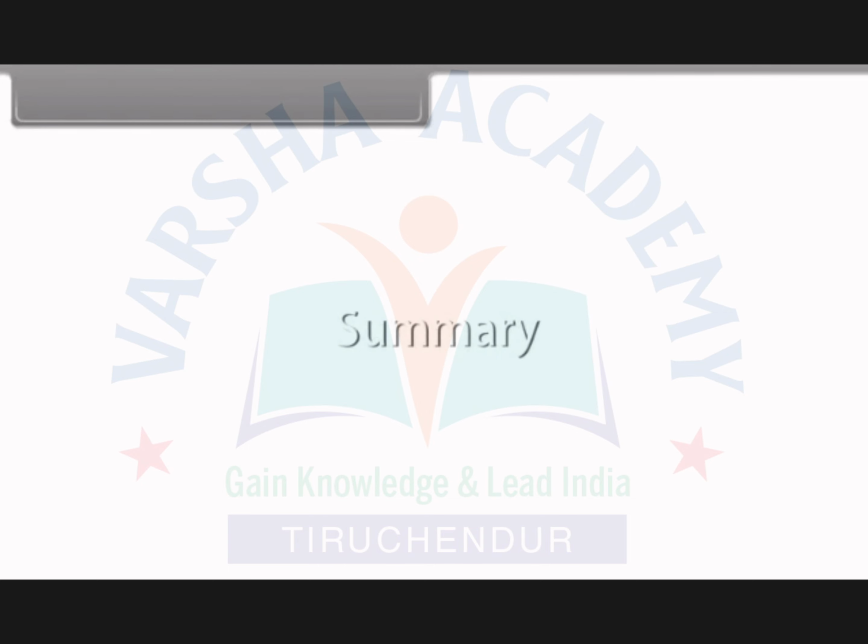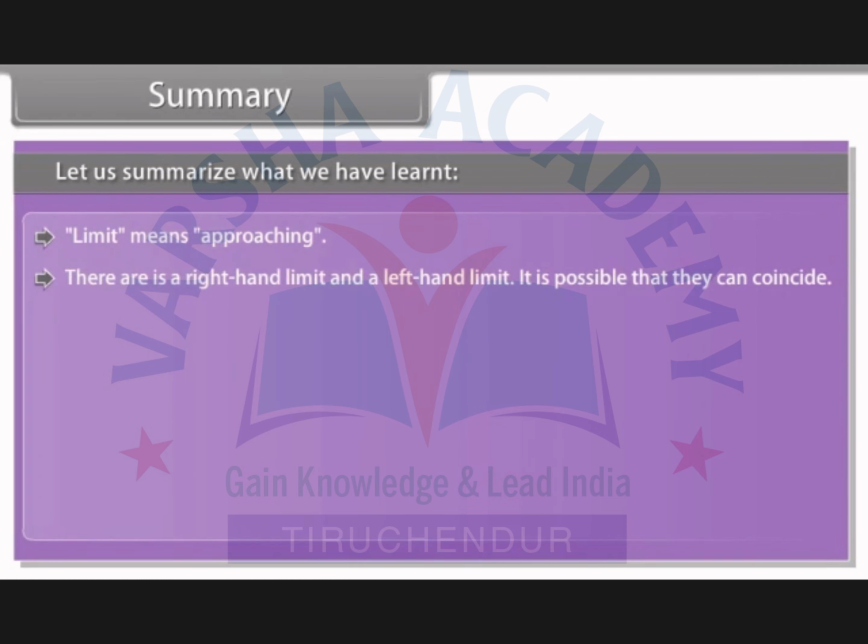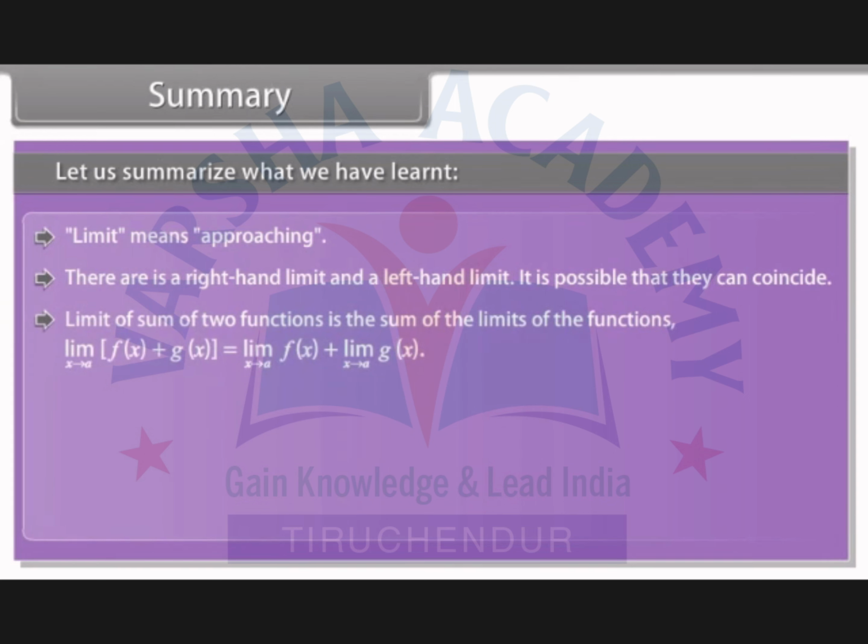Summary. Let us summarize what we have learned. Limit means approaching. There is a right-hand limit and left-hand limit. It is possible that they can coincide. Limit of sum of two functions is the sum of the limits of the functions.